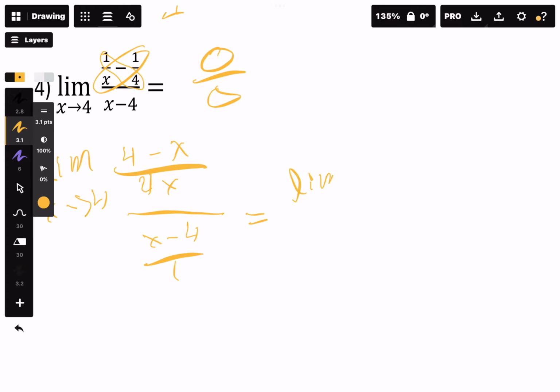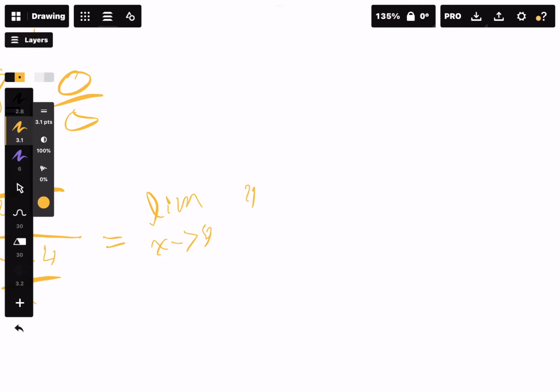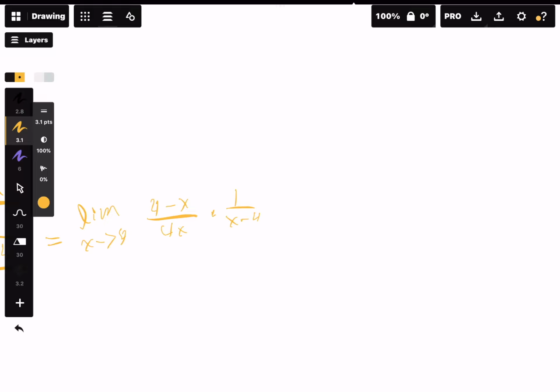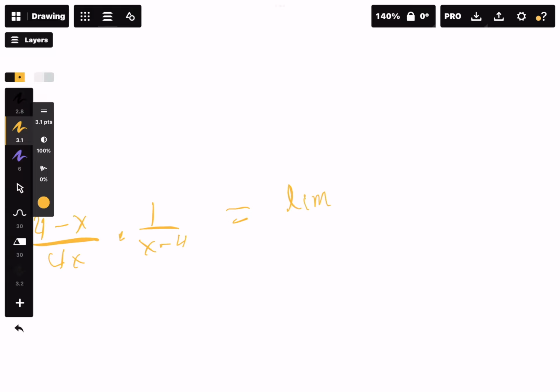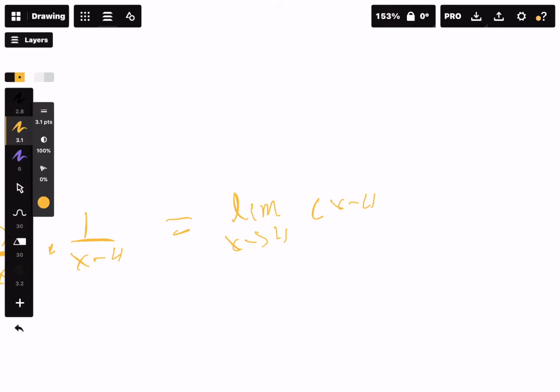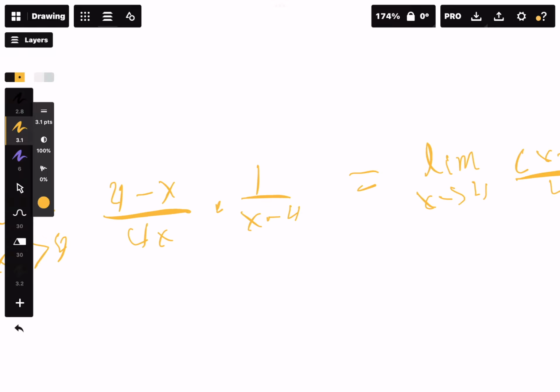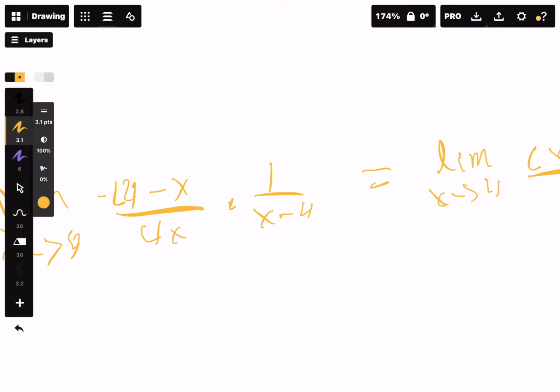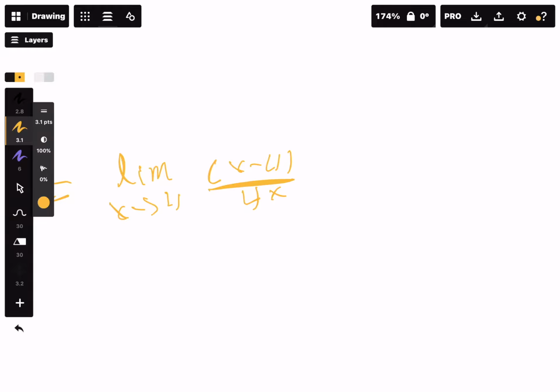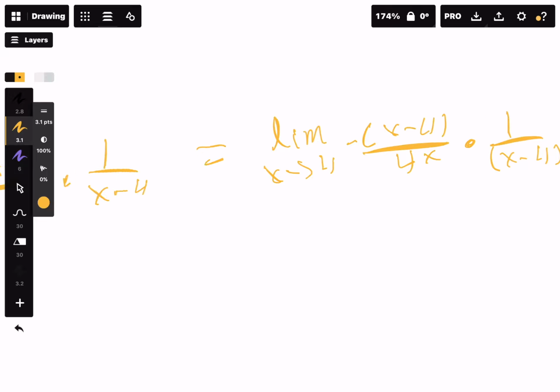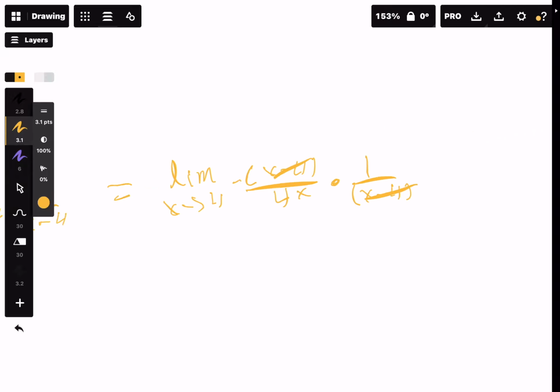We get the limit of x approaching 4 of 4 minus x all over 4x times 1 over x minus 4, which would equal the limit of x approaching 4 of x minus 4 over 4x. And since we could times this by negative, this will be the same thing. So we can do that, times it by negative 1 over x minus 4. Since the 4 would be positive, the x would be negative, and we can cancel these out.